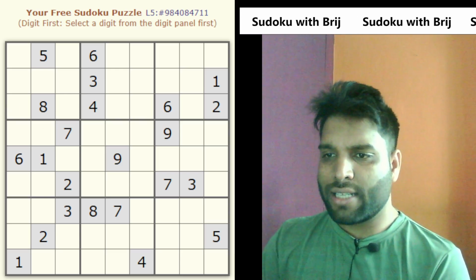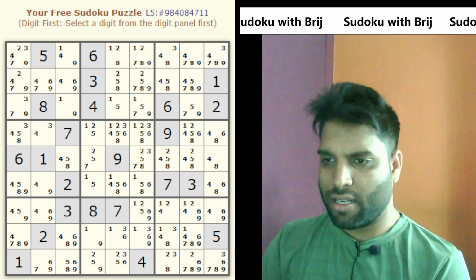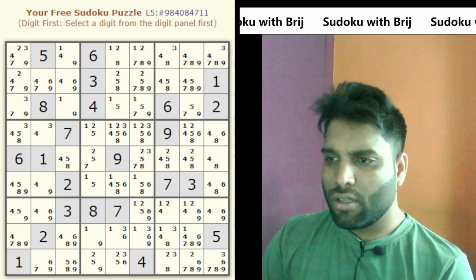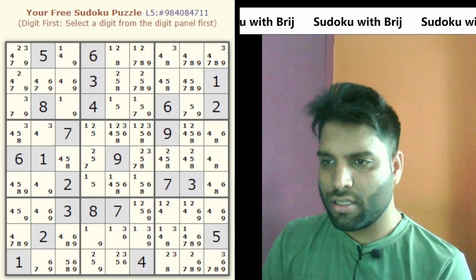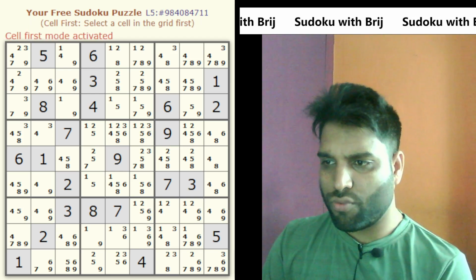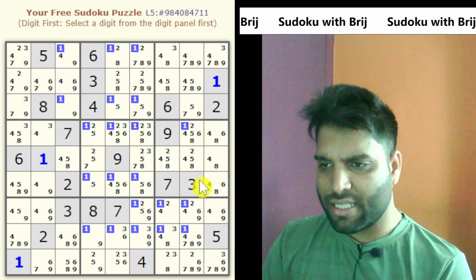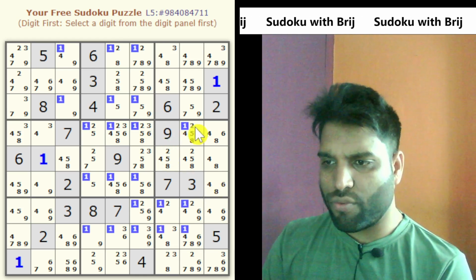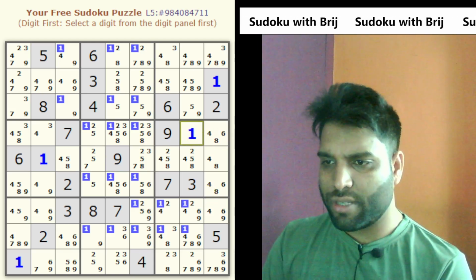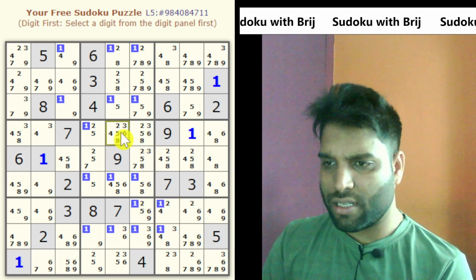In the starting, I am going to put all the possibilities by just clicking on the given software. Now, let's start with the first one. So I can see the possibility of 1 in this box 6 is 1 in this cell. So I can put 1 over there. So I can remove the 1 from these two cells and these three cells.